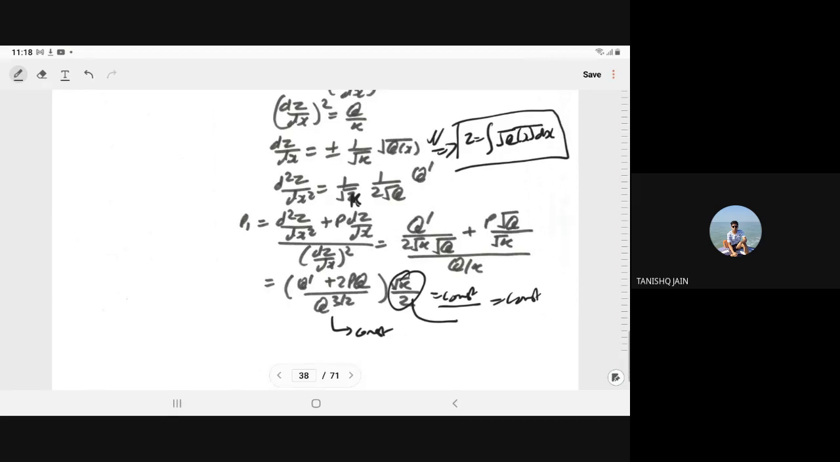Clear now? Instead of hit and trial, we have some methodology to determine the substitution. It may work, it may not work. It will work only when q dash plus 2pq upon q to power 3 by 2 is coming constant, then only it will work, otherwise it will not work.